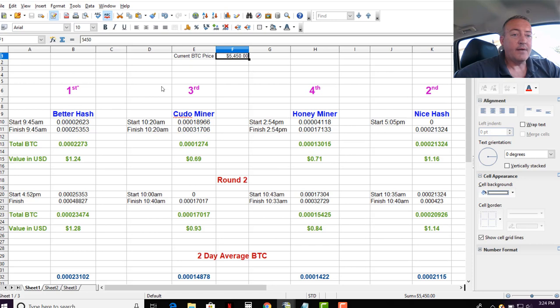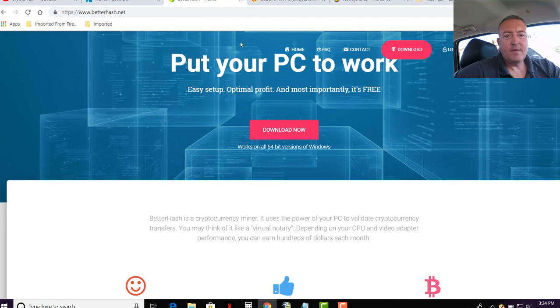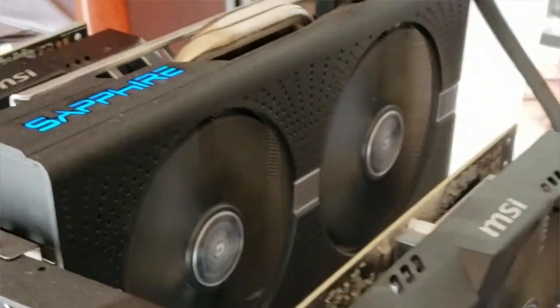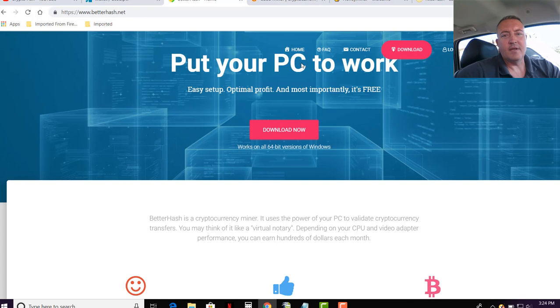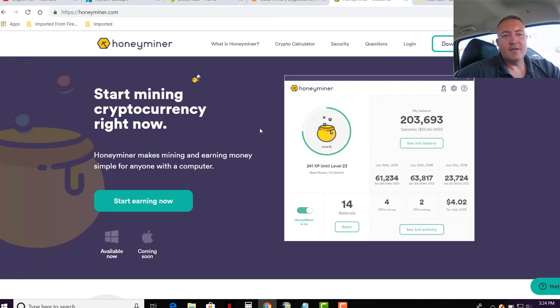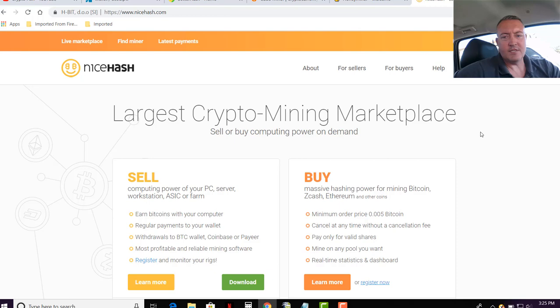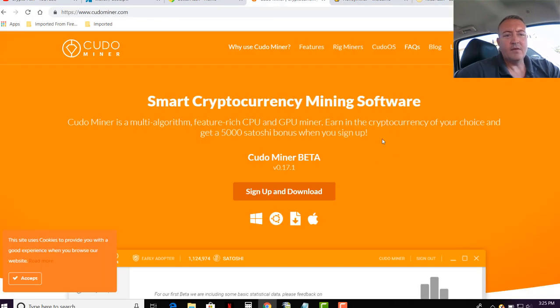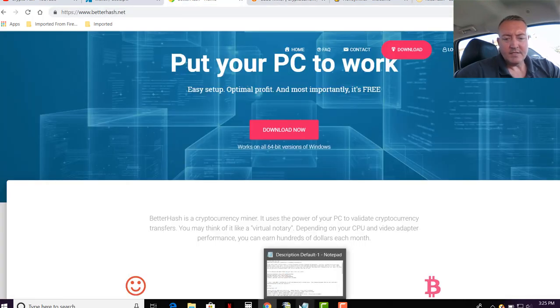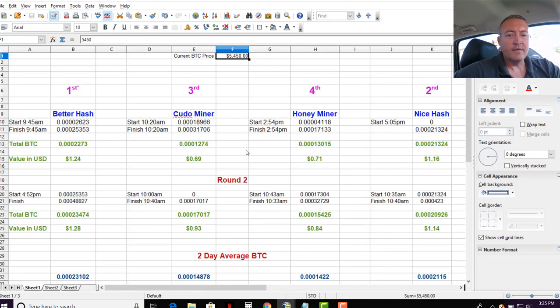So as of right now, BetterHash is the king as far as these one-click miners, profit switching miners. I'm pretty sure with BetterHash, you can convert to 6 or 7 different cryptocurrencies, whatever it mines. You can keep those coins and put them in your wallet instead of converting it to BTC. HoneyMiner, I believe, does a handful, like 5 or 6. NiceHash does 3. You can exchange out to either all Bitcoin or, I think it's Ethereum, Bitcoin, or Litecoin, if I'm not mistaken. And CudoMiner, you can do the same. So that's also nice with these miners.